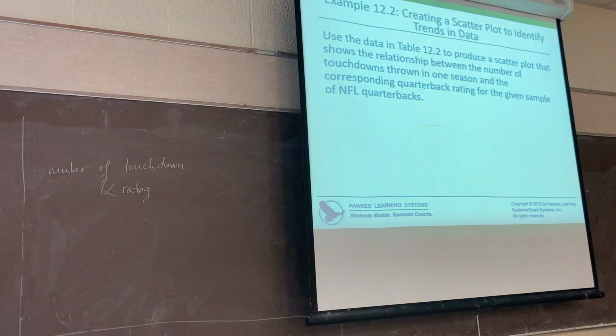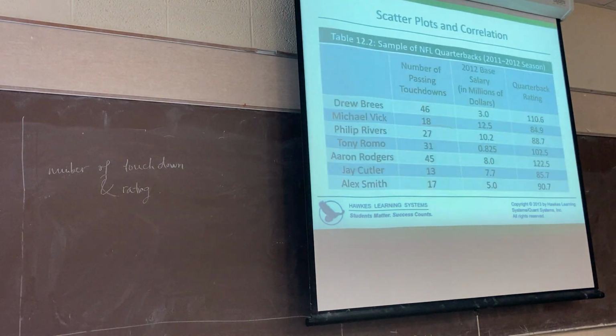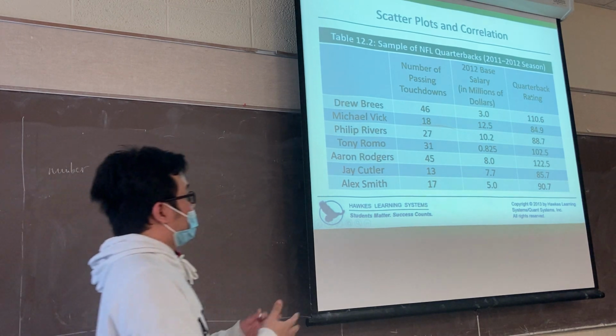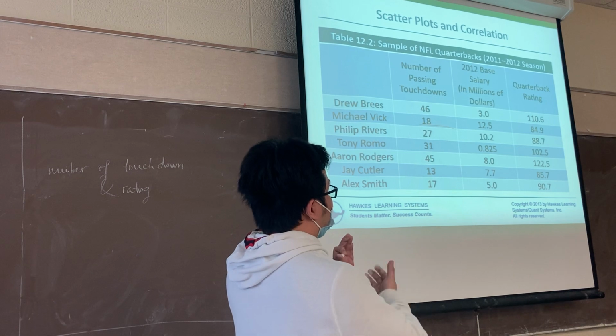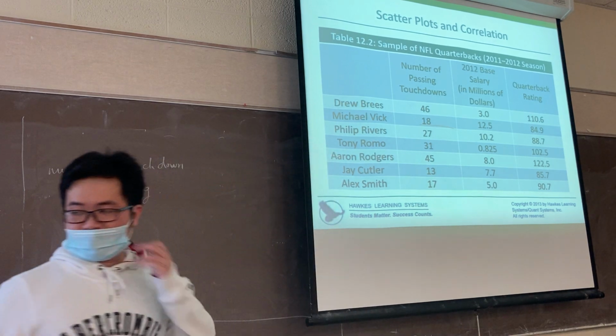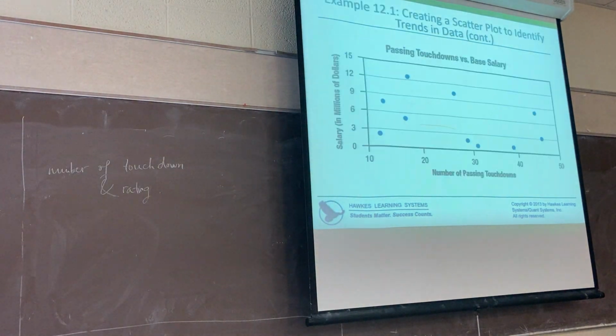So we look at the table again. We have two variables now. Here is the number of touchdowns, this is the first one, and the quarterback rating is the third one. And you do it similarly to me. You can draw the graph, and the graph should look like here.